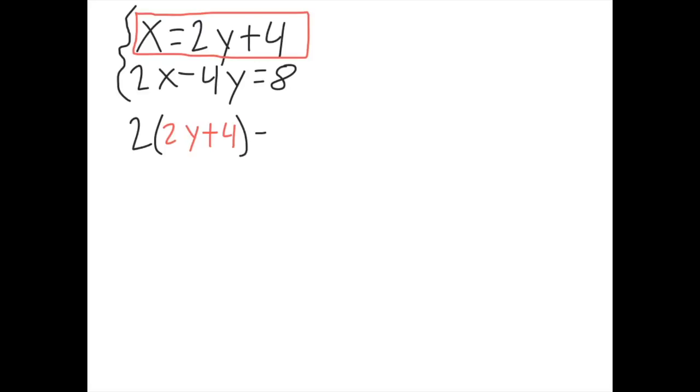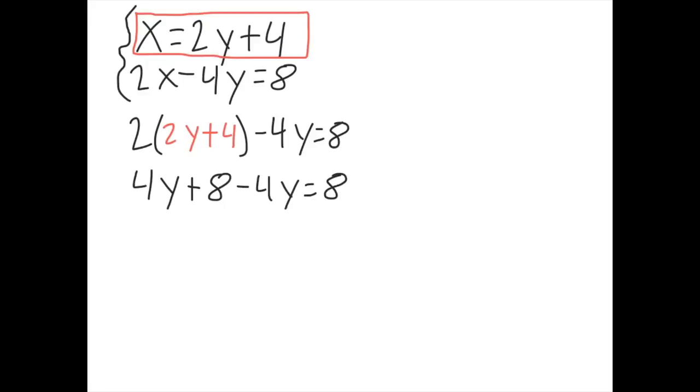Then we finish the rest of the problem: minus 4y equals 8. Now, since we're substituting that in, we distribute. So the distributive property gives us 4y plus 8, and then minus 4y equals 8.